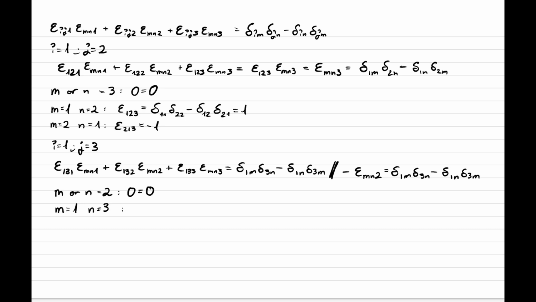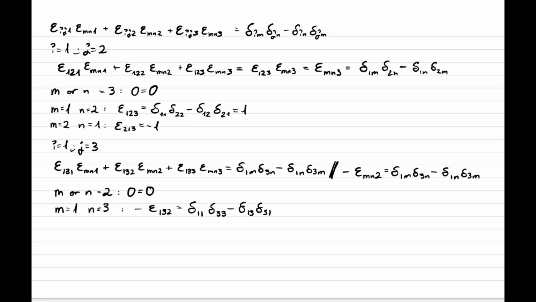Now we are going to have, for example, m equals 1 and n equals 3. So in this case we have minus epsilon 132 equals delta 13 delta 33 minus delta 13 delta 31. I'm sorry, I'm going to check. Okay, sorry, this is a 1.